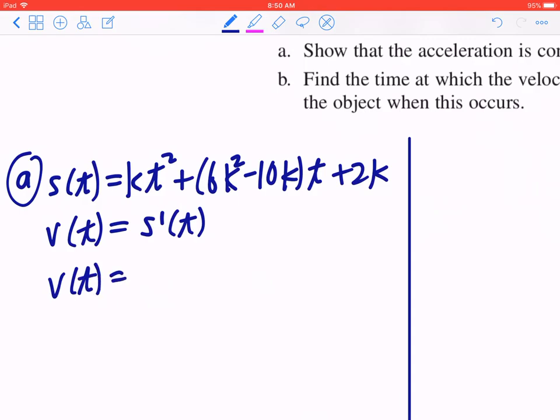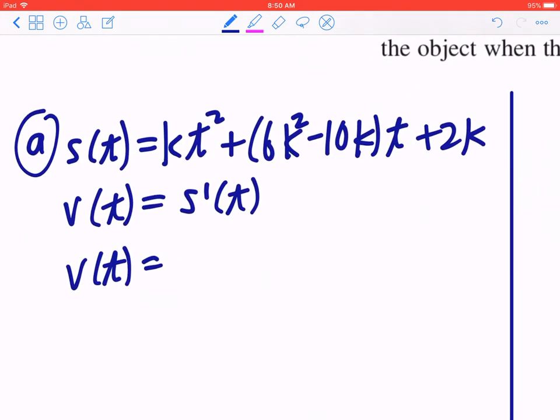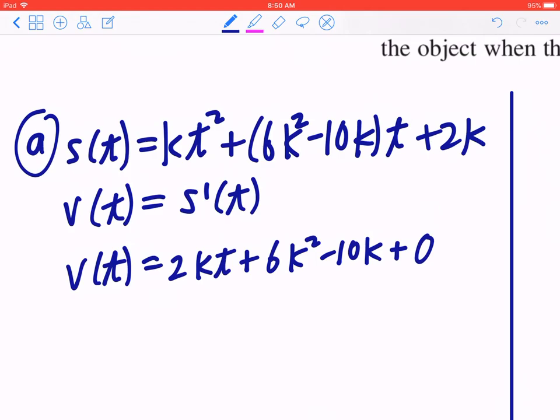So in this case, v of t equals 2 times k times t plus 6k² minus 10k. Again, that last part, because 2k is a constant, the derivative is 0. So again, I'm adding 0 just for your understanding. You don't have to really show this.